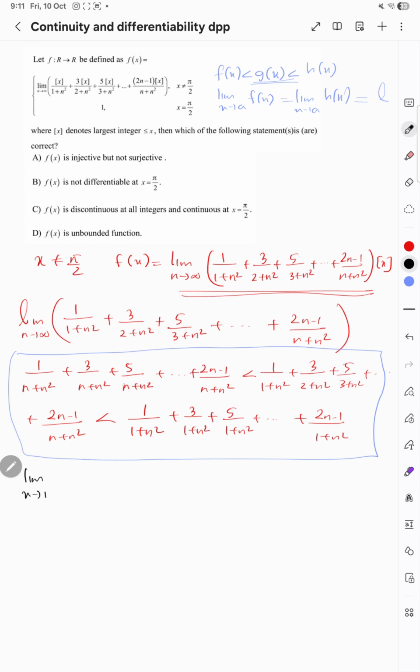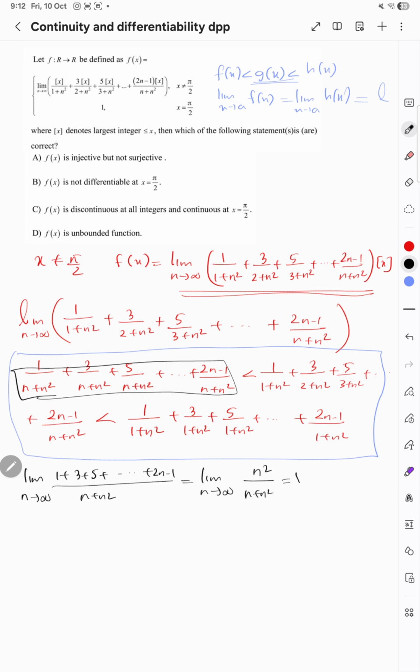So let me find the limit of this function, the left function: (1 plus 3 plus 5 plus etc. plus (2n minus 1)) divided by (n plus n square). The numerator is a series, and n tends to infinity. The numerator is the sum of the first n odd natural numbers, which will be n square, so the limit will be 1. So I got the limit of this function.